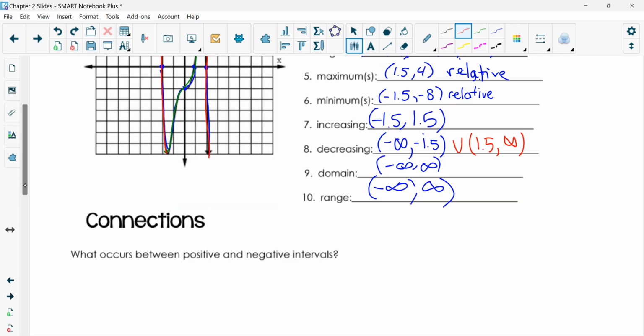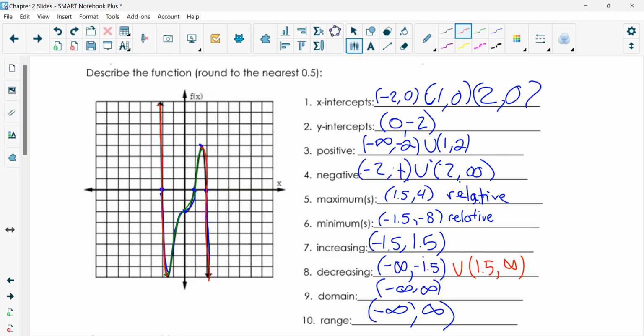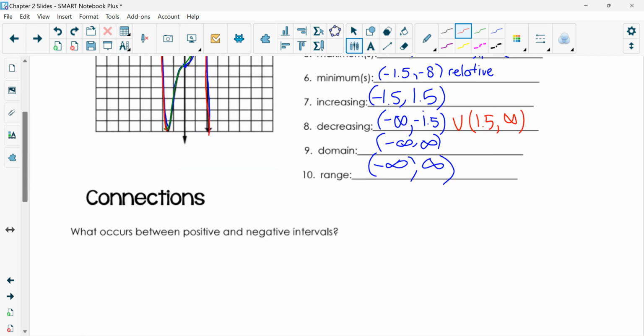All right, so as we answer these questions at the bottom, it says what occurs between positive and negative intervals. So as we're going from a positive interval to a negative interval, what was created? Yep. So here it's positive to negative, that is an x-intercept, and then negative to positive also creates an x-intercept. Very good. So you create x-intercepts when you go from positive to negative or negative to positive.